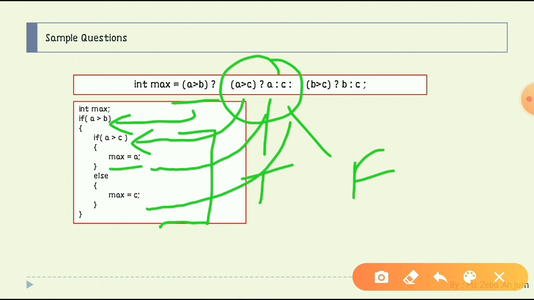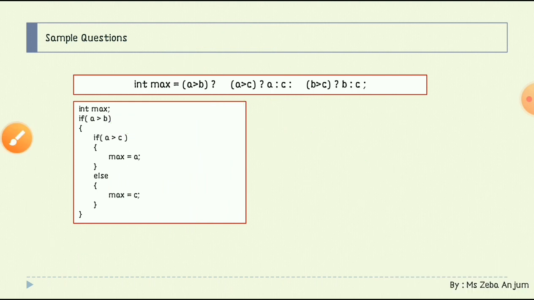We are using max equals to because whatever is the condition, whatever is the answer, the value will be stored in your max variable. That is why for the true condition we are having this if block. Now let us see for the false condition how we are going to write down our else condition.